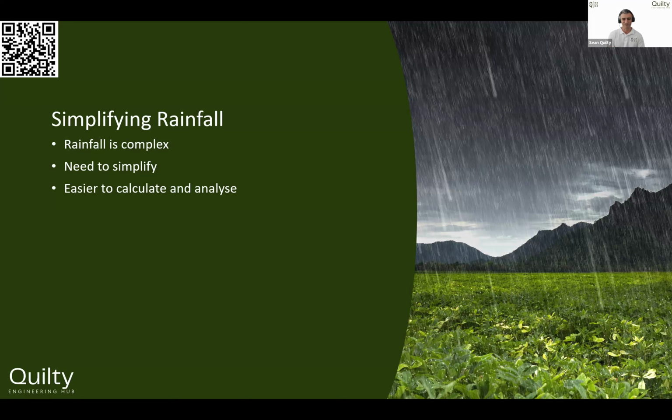You can have micro bursts within larger bursts within complete storms. So it's super complicated when you actually look at what's physically happening. And so what we need to do is simplify that. Civil engineers, civil designers, we've got to try to simplify the process so we can actually make the calculations in a timely fashion and be efficient in what we do. So this is going to explain how we simplify rainfall itself. And that's where we get into these design storms.